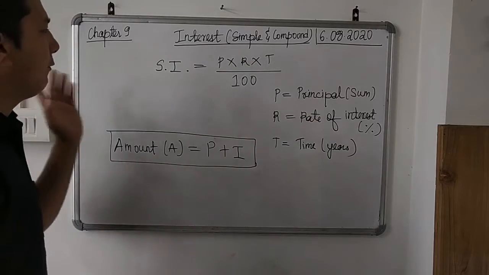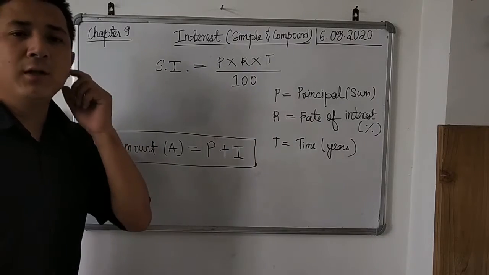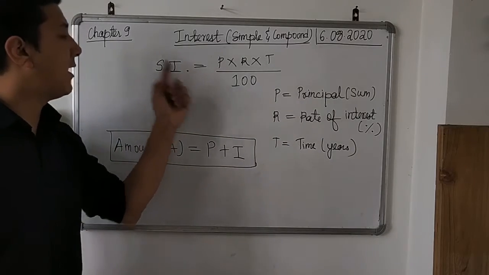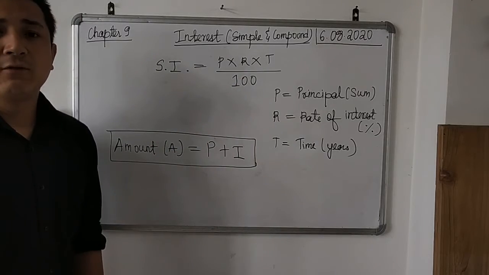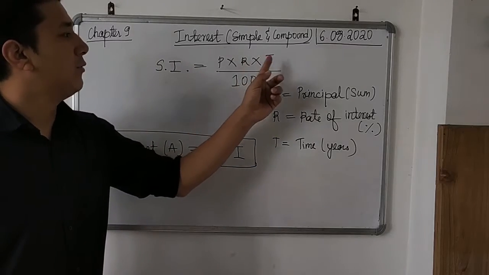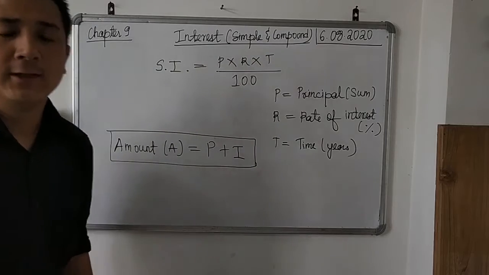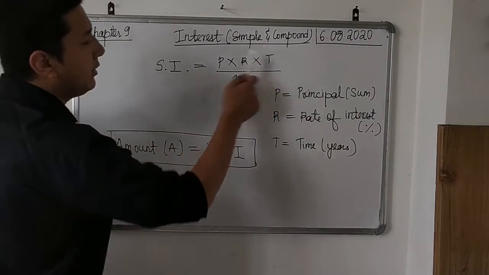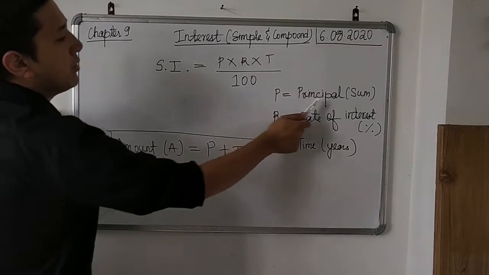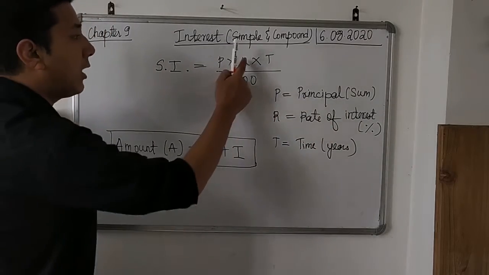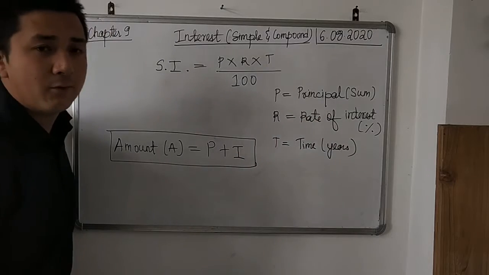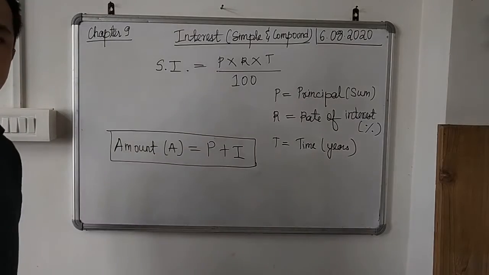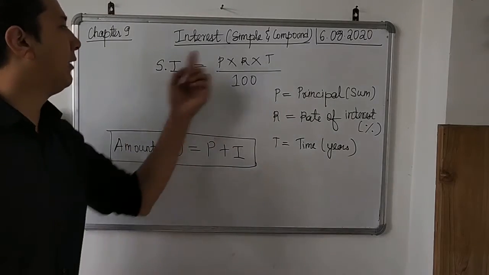So we have also come across this formula before. Simple interest, SI, is given by the formula P into R into T divided by 100. We have also done this in class 7, right? Simple interest is PRT by 100, where P is the principal, the sum, R is the rate of interest, which will be provided in the question, and T is the time given to us. So when we use this formula, we get the interest.